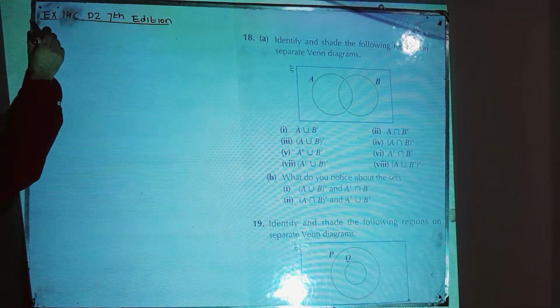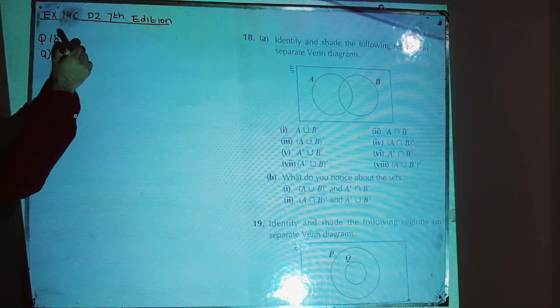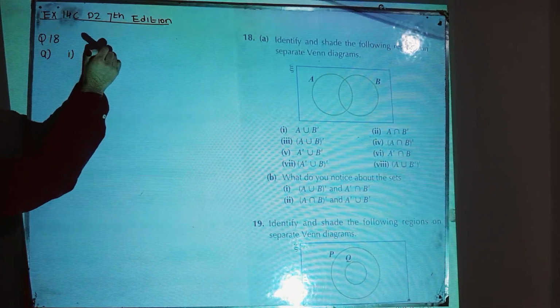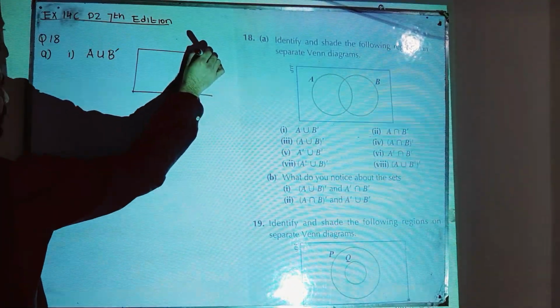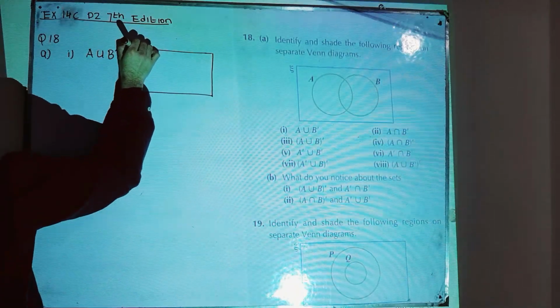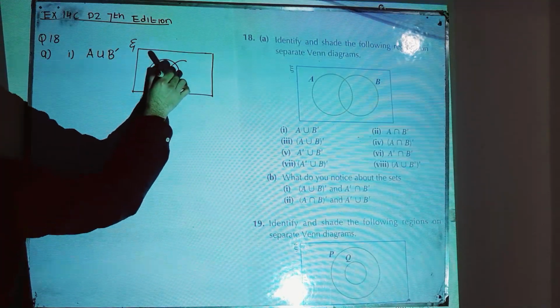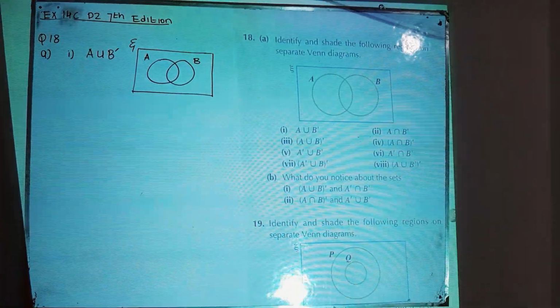For question number 18, part A, and from here part number 1. First of all, you need to shade A union B complement. So draw a Venn diagram against it. This rectangle represents the universal set. Draw set A inside it and a set B. Now this is A, this is B. Now what's next? The region for A union B complement.